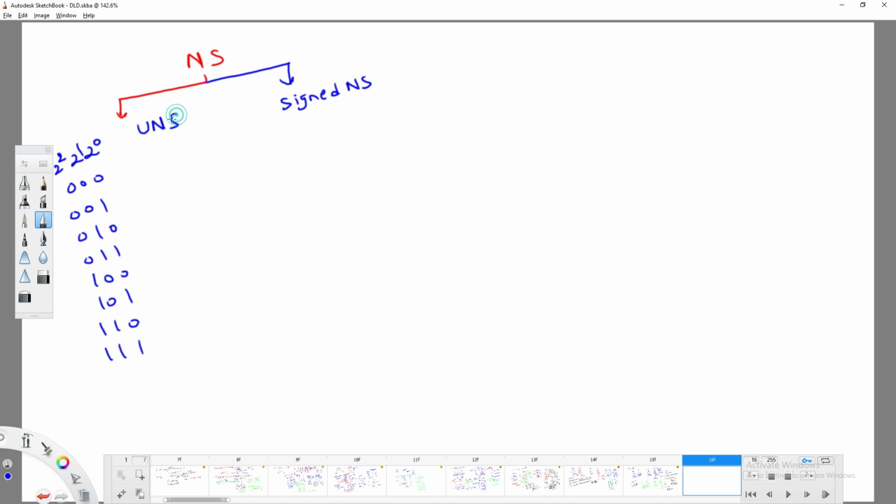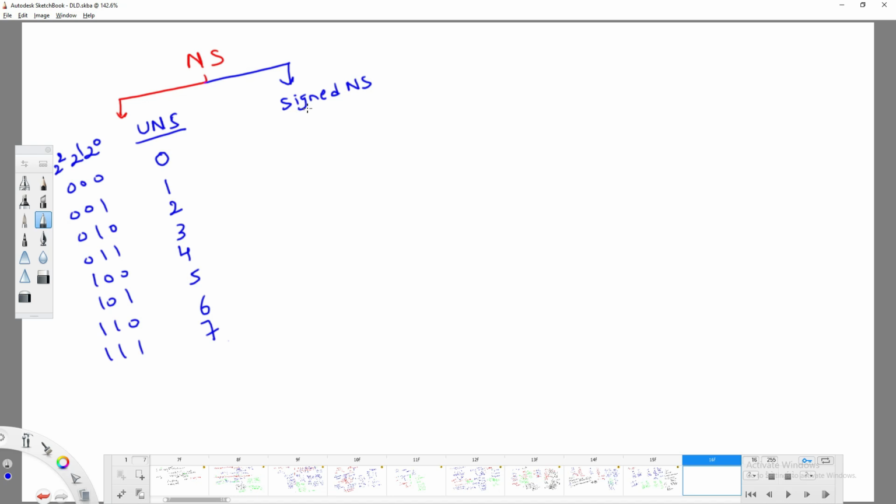So in unsigned number system, unsigned means there is no signed representation. If there is no signed representation, how many values can you store? 0, 1, 2, 3, 4, 5, 6, 7. Is it okay? So 7 I can represent as 111. Whereas coming to signed number representation, again it is classified into 3 types, right?